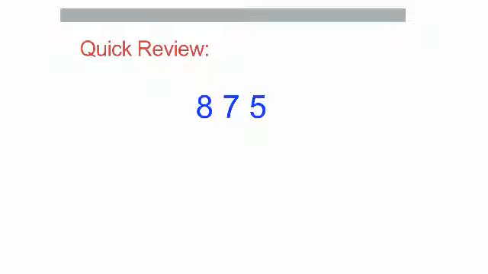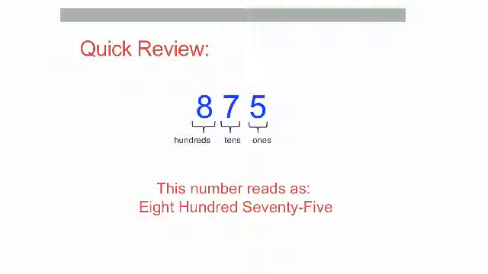Let's do a quick review of place value. Here we have a 3-digit number. The 5 is in the ones place, the 7 is in the tens place, the 8 is in the hundreds place. Knowing this, we read the number as 875.